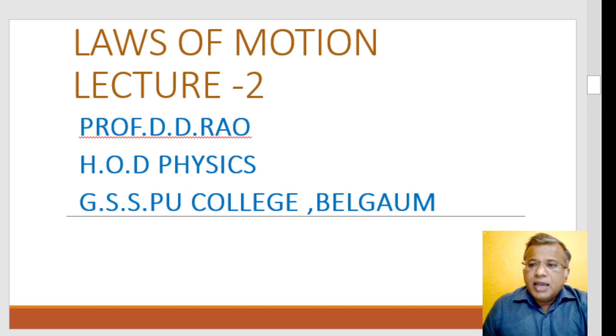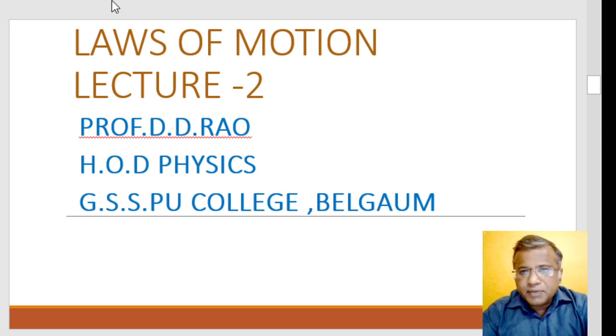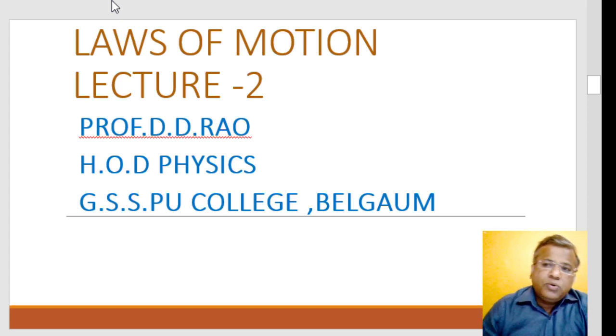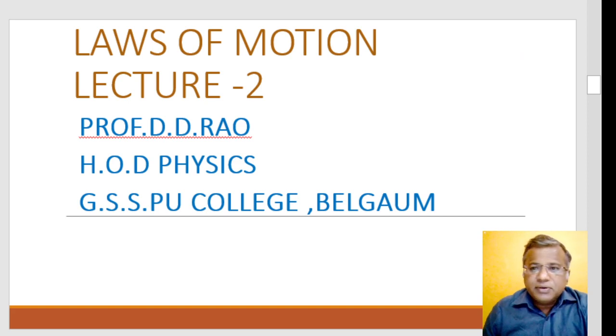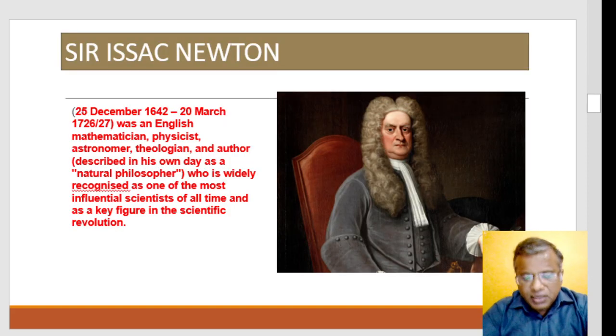Before I go to inertia, we'll come to the next important thing, that is who was basically Newton, or what was his background. If you see, Sir Isaac Newton, that's what we call him. He was a natural philosopher, that's what they say, right? And you can see the age, he was born during that time, 1642 to 1726.